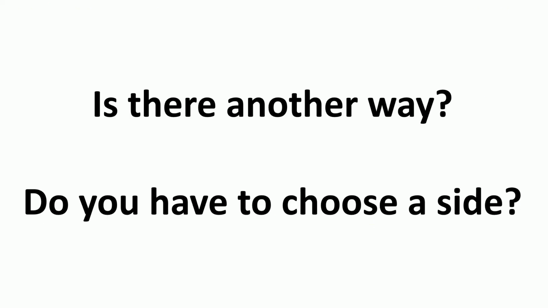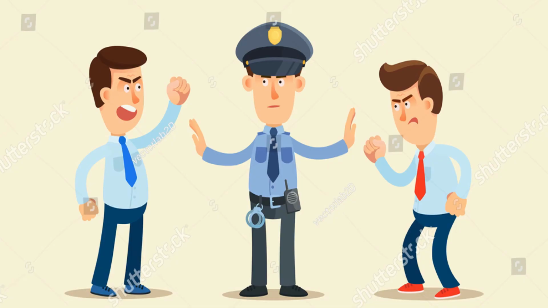But is there another way? Do we have to choose a side? Do I have to choose Johnson and Oppenheimer against Lee? Do I have to choose a side? The answer is no. You can be this policeman in the middle. You can try to find a middle way between both of these arguments. You do not have to choose one side over another.